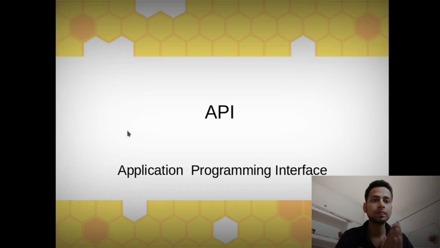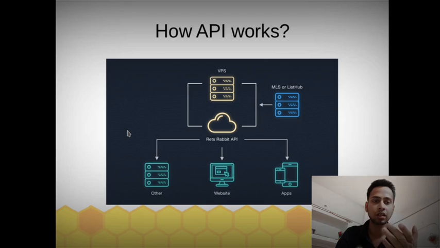Another example, to put it in simple words: if you are familiar with programming, you write functions, like print hello world. What does this print function do? You can take it as an API, because the print function takes the parameter that we pass in and simply executes it.